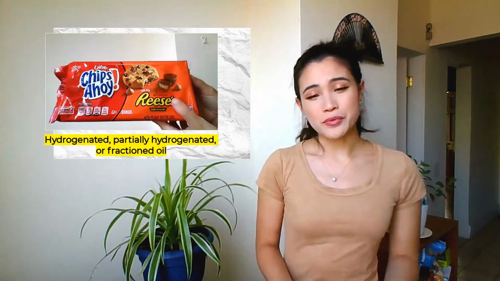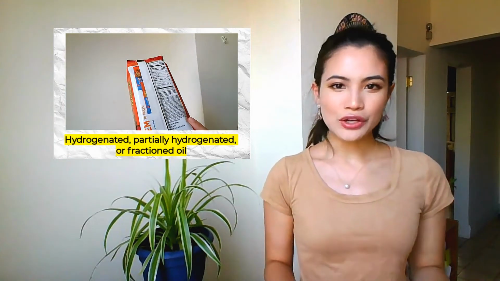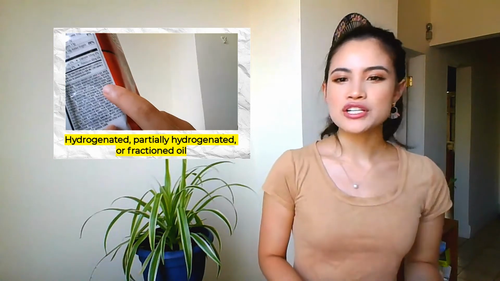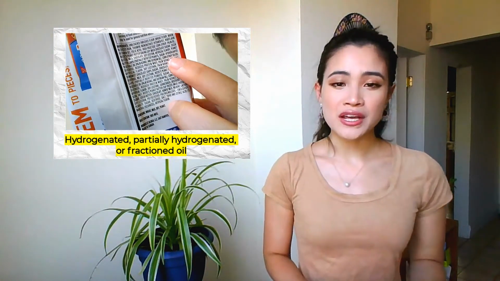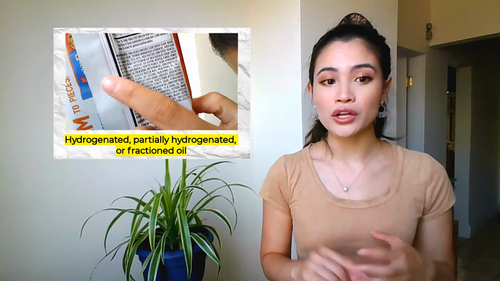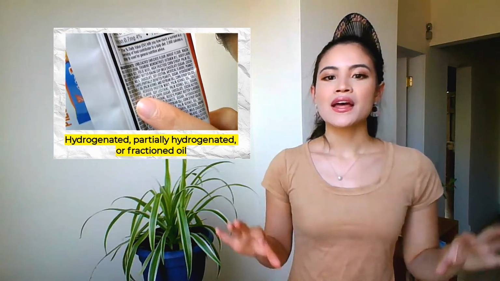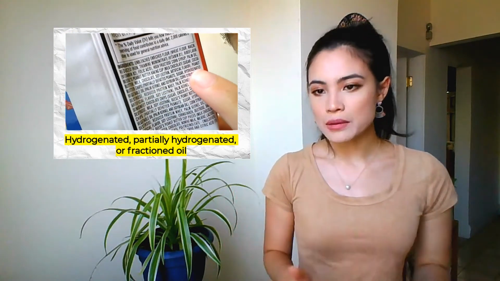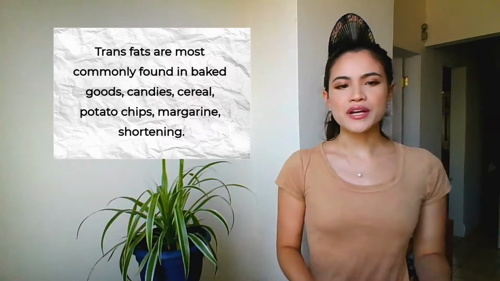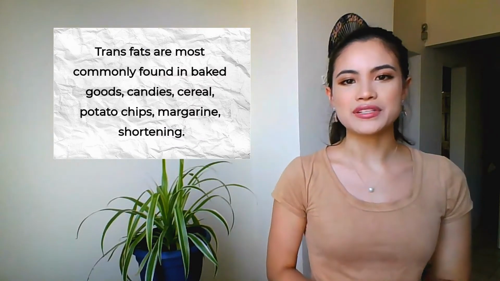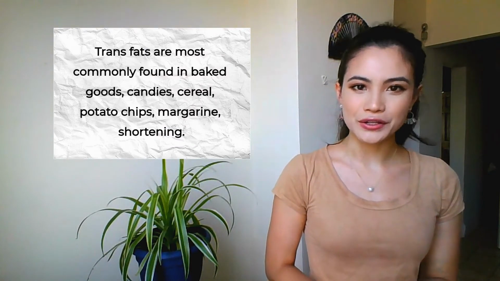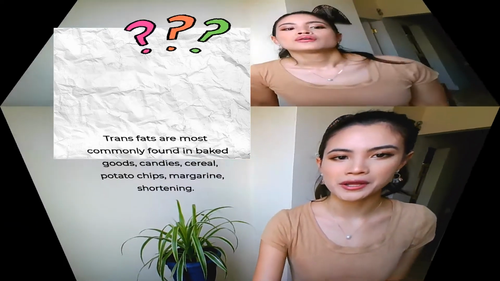To find out if a product does contain any trans fat, look at the ingredients list. If partially hydrogenated, or even fractioned oil appears on the ingredient list, there's an indication that there is some trans fat in the product. And as a consumer, you're responsible for reading these labels. It's sneaky, but if you know what to look for, it's easy to spot. Trans fats are most commonly found in baked goods, candy, cereal, potato chips, margarine, or shortening.